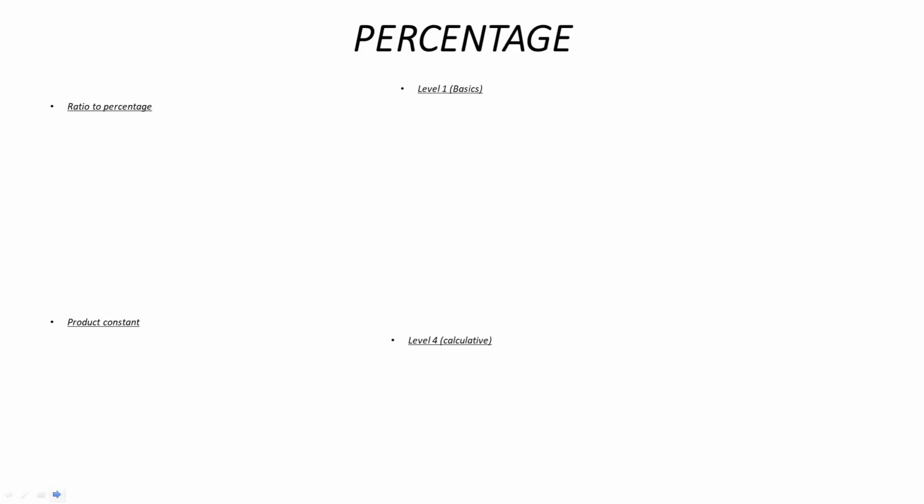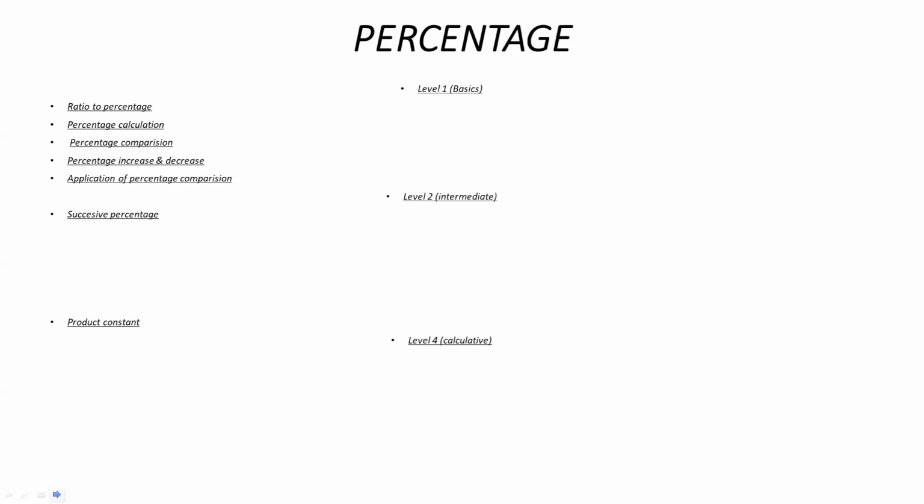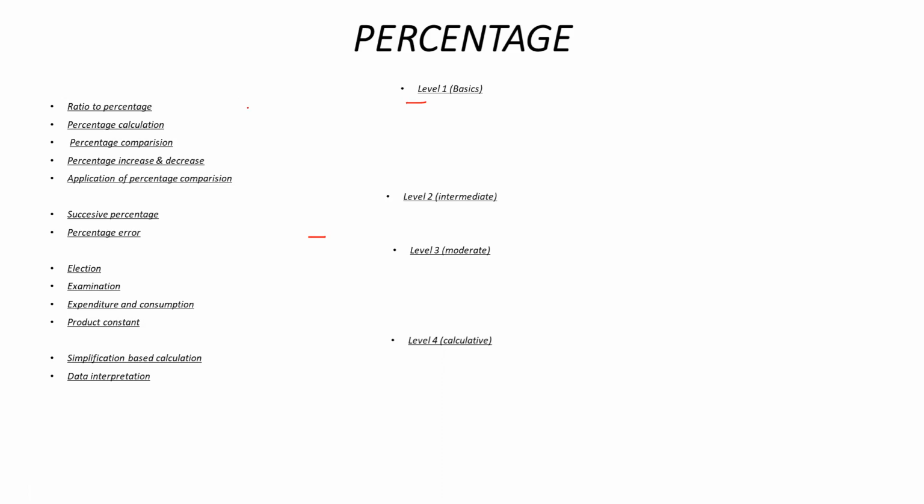So first we'll be dealing with ratio to percentage, then percentage calculation, percentage comparison, percentage increase and decrease, application of percentage comparison. In level 2, which will be successive percentage, percentage error. Level 3, which will be election based questions, examination based questions, expenditure and consumption based questions, product constant. And in level 4, we will be doing simplification based calculation, data interpretation.